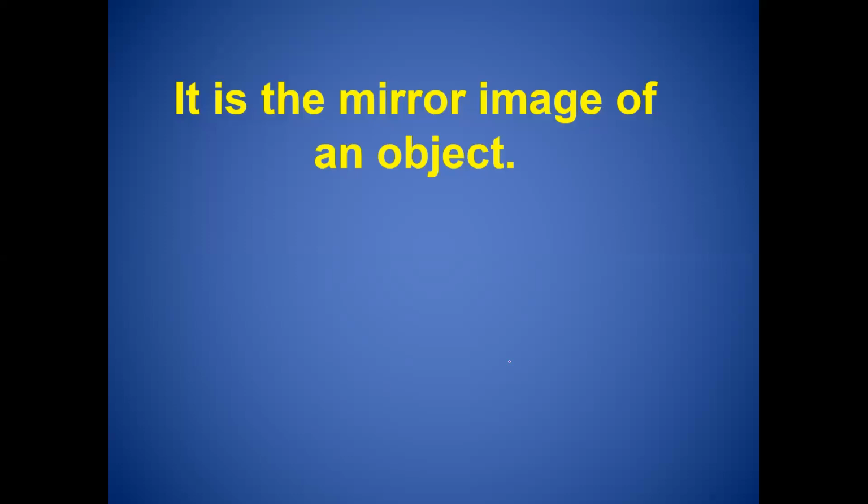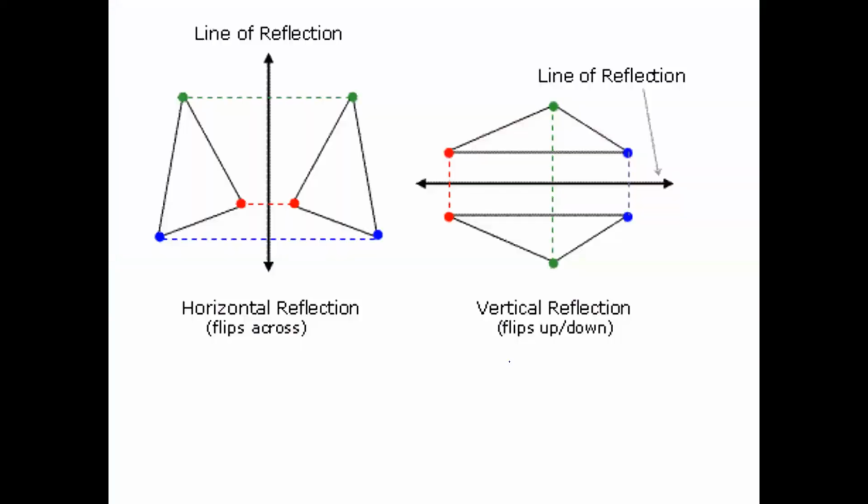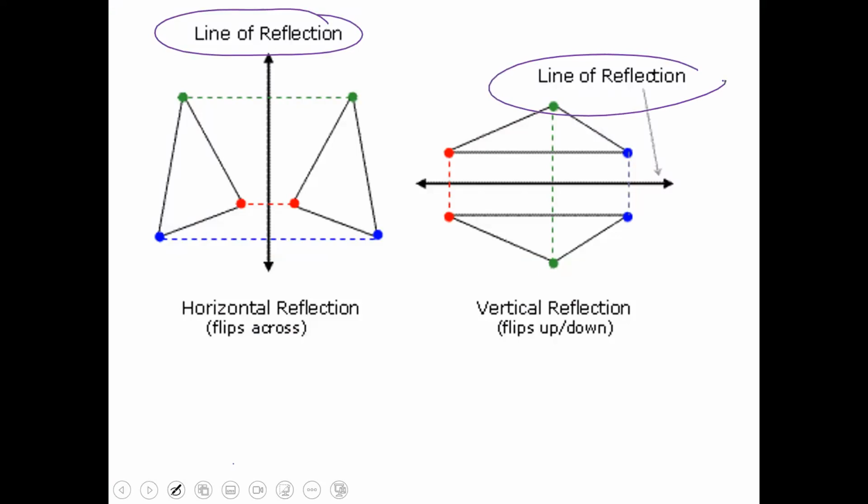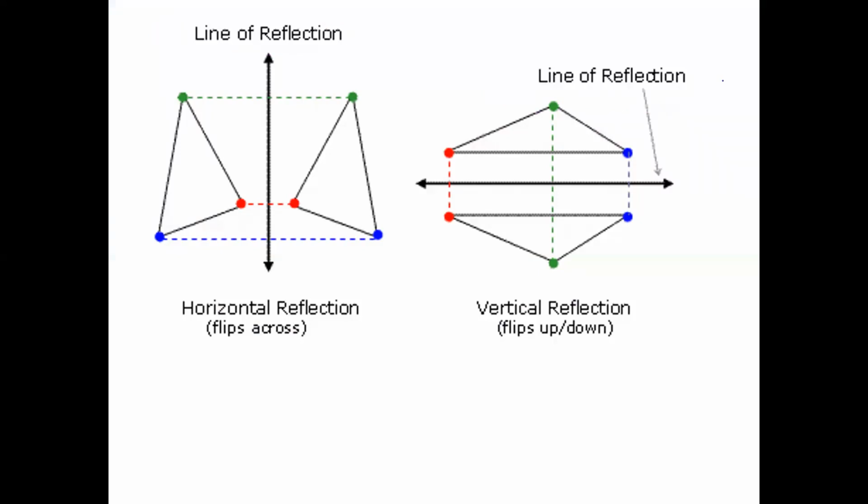It is the mirror image of an object. So in every reflection, there is a line of reflection which we call mirror. Just like when we stand in front of a mirror, for us, it is a line of reflection.